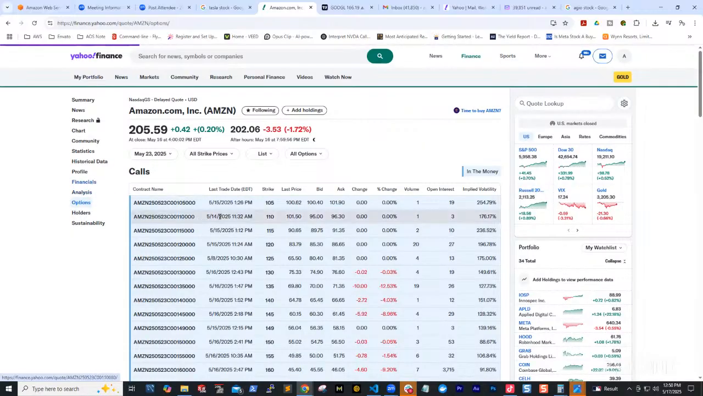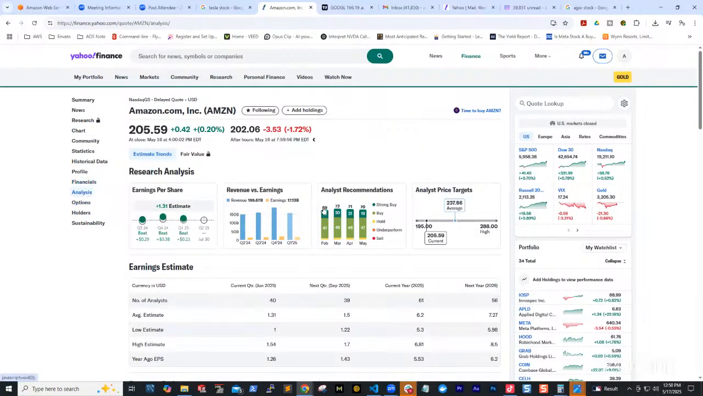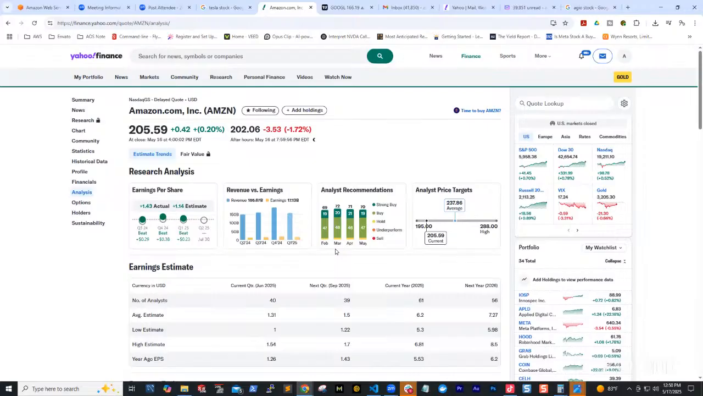Under finance, is it analysis? I don't know how to break down their finance, right? So another thing I like is you see here, right? It shows you their past earnings, right? And not that I know how to interpret this 100%. I really don't. So you can see the price target that analysts are giving Amazon, right?